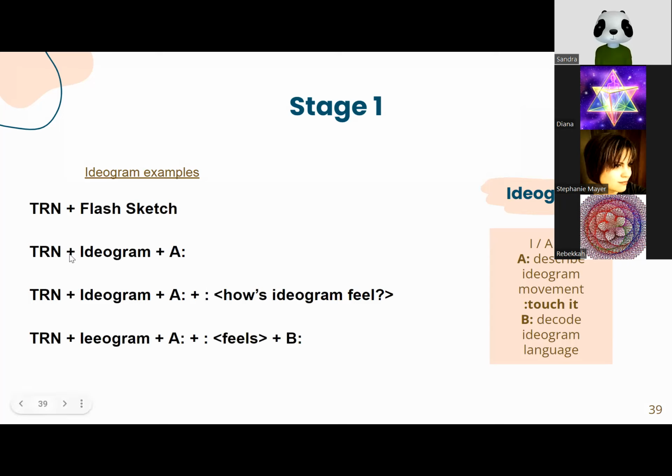TRN flash sketch, target reference number, ideogram plus A, the target reference number, ideogram plus A, plus how does it feel? The target reference number plus ideogram, looks like missing a D, plus A, plus how does it feel, plus B, which is the decoding of it. So that's taken a couple minutes. We've gone through stage 1. Is everybody ready to move on to stage 2?